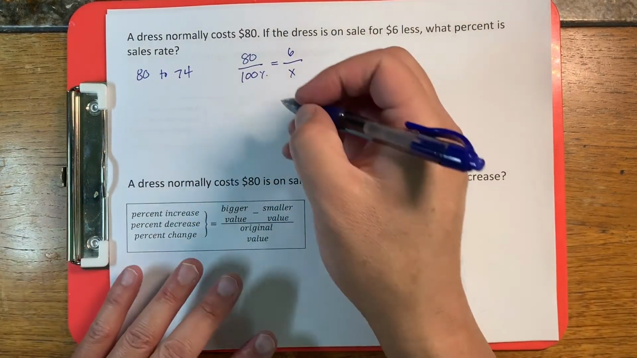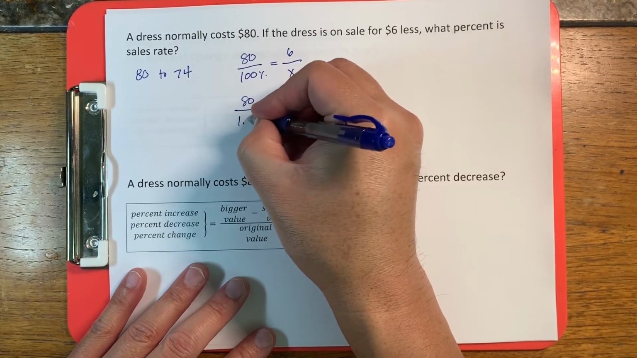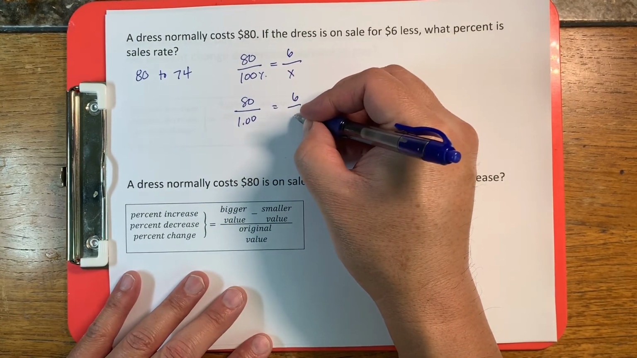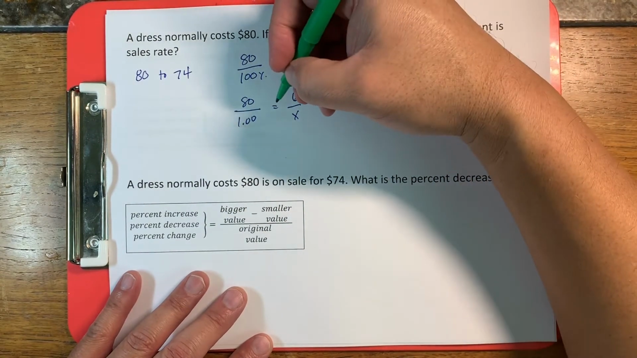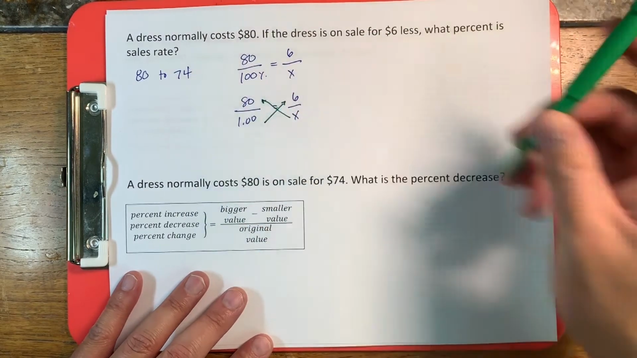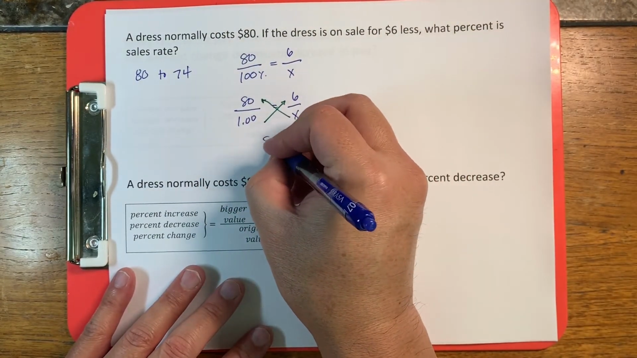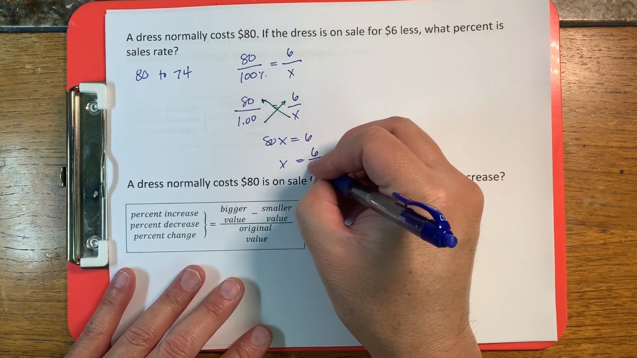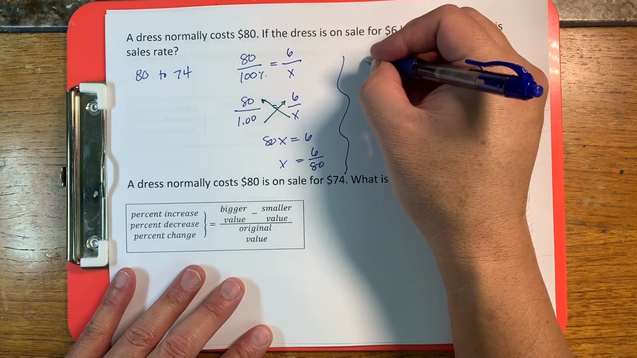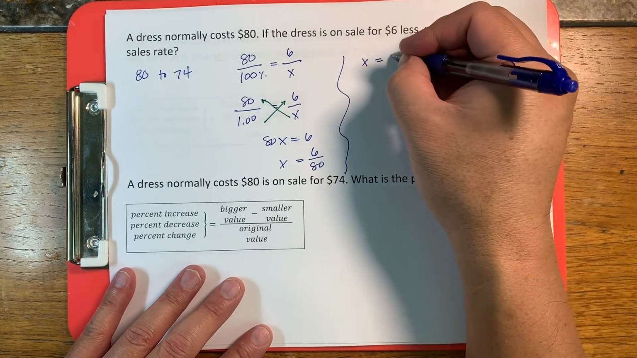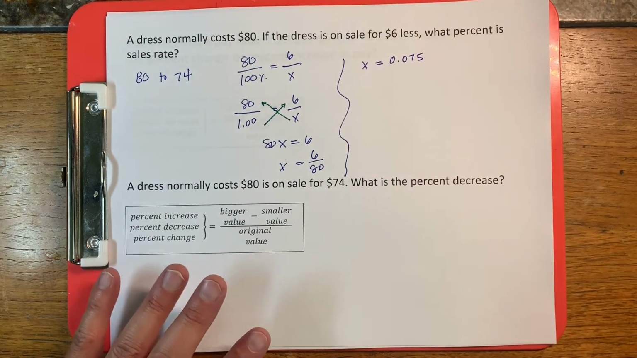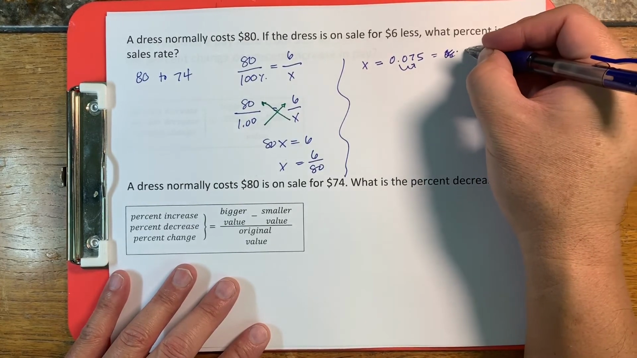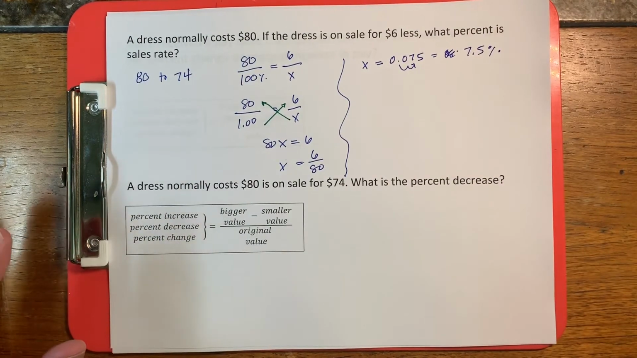Now let's do what we've been doing. Let's convert this to a decimal. And then this is equal to 6 divided by x. And then let's do cross multiplication. This times this times that. And now we get 80x is equal to 1 times 6 is just 6. So x is equal to 6 divided by 80. So now we get x is equal to 6 divided by 80 will be 0.075. And if we convert this to a percent by moving the decimal 2 places, we get 7.5%.